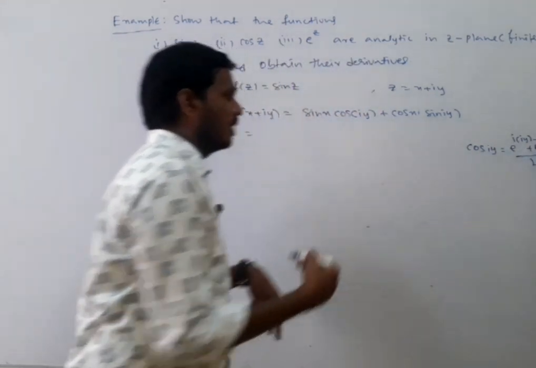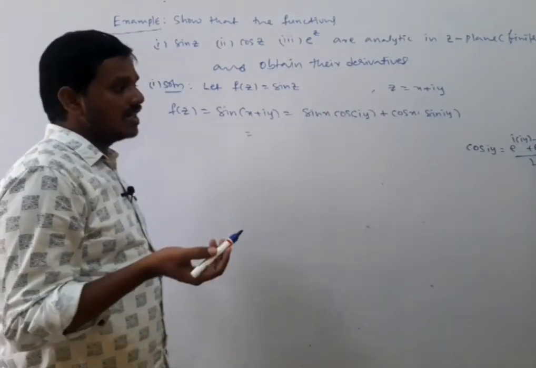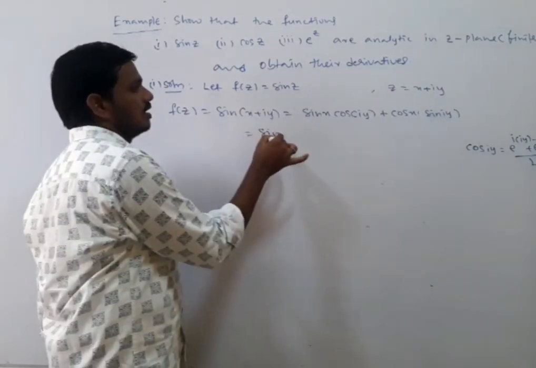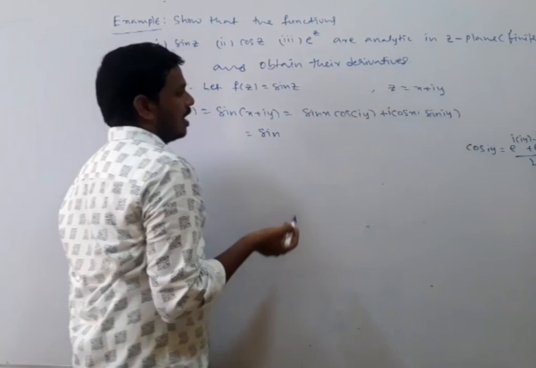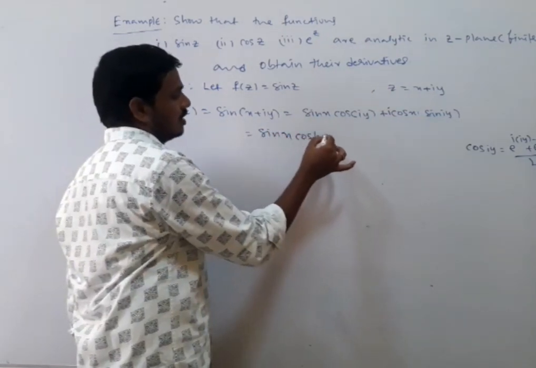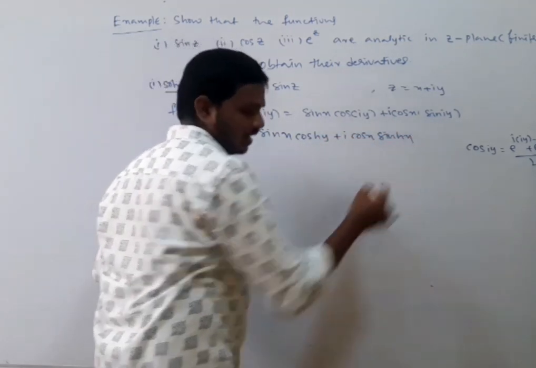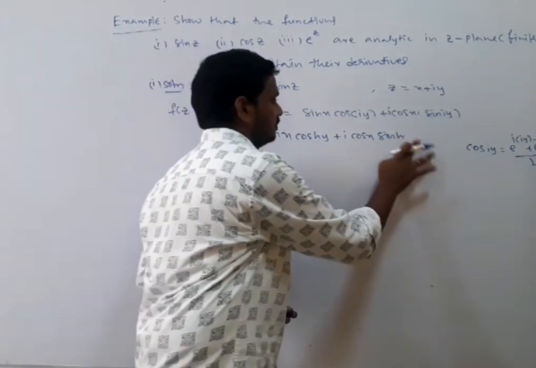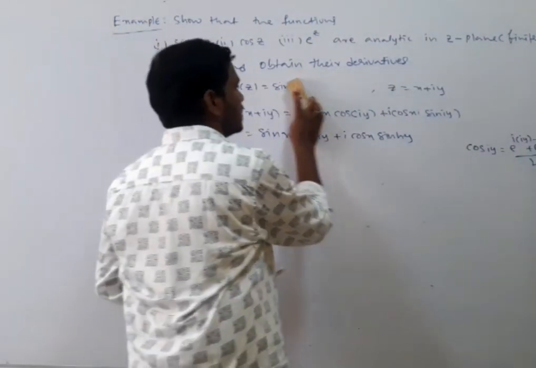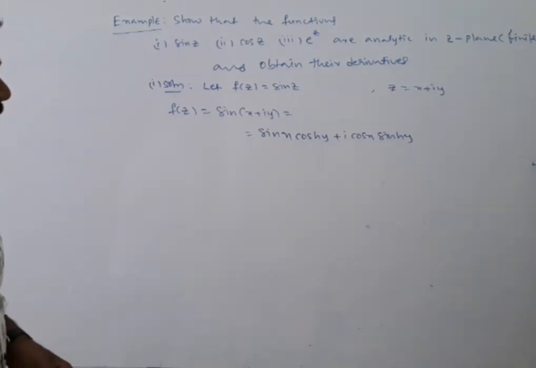By expanding, you will get sin iy equals e to the power of i into iy minus e to the power of minus i into iy. By expansion, this can be written as sin x cos hy plus i into cos x sin hy, or you may write it directly also, no problem. Sin of x plus iy equals sin x cos hy plus i into cos x sin hy.